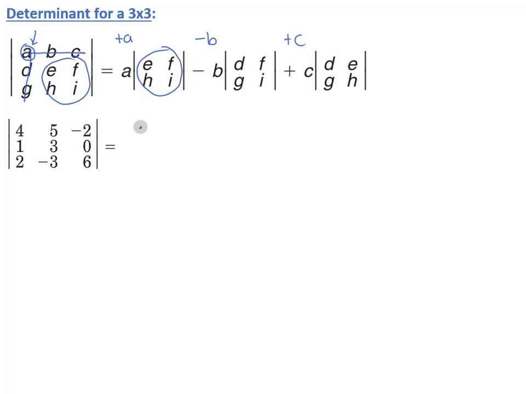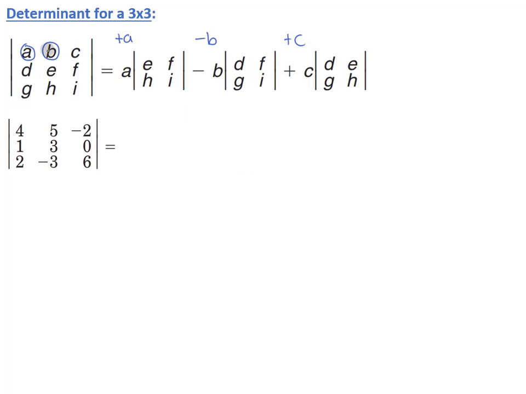Okay, when we move on to B, the second value in our row, and this is minus, so the first one's plus, the second one's minus. We ignore again the first row, but this time the column that B is in. You notice these four values, D, F, G, I. D, F, G, I is what goes in the second one.